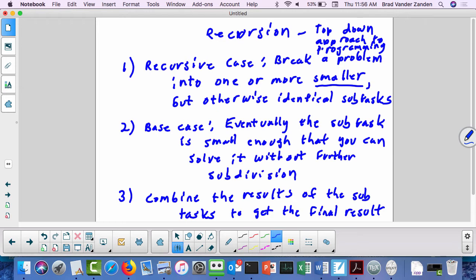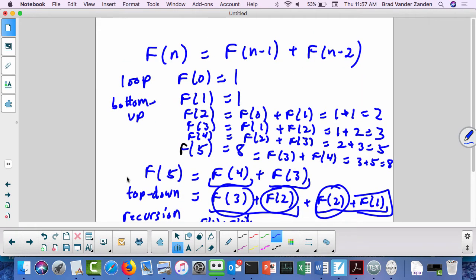Back here, what was the recursive case? If I specifically show you these three statements, which is the recursive case? The top one. So that's the recursive case. What was the base case? Or cases. These were the base cases. And what was step three? Pardon? Combining them how? How did I combine them in this case? I added them. This was step three. Just a simple addition. Okay? So that was the base case.